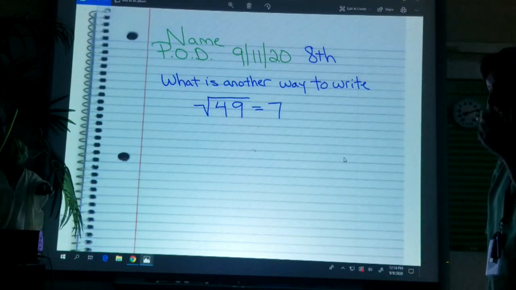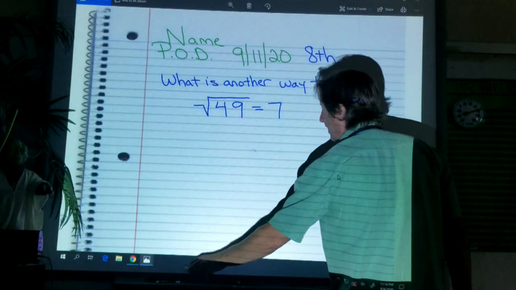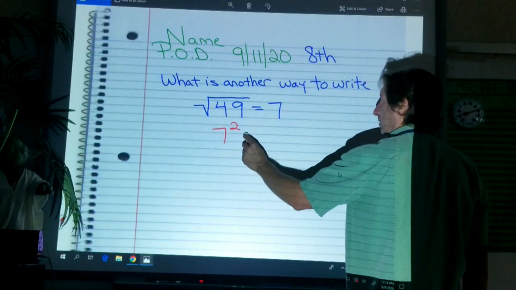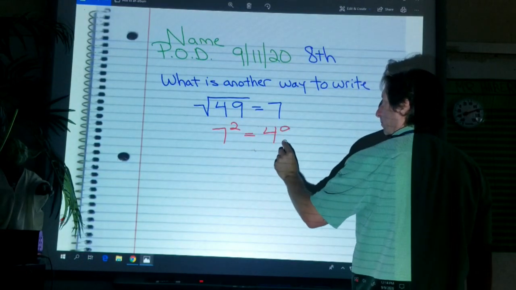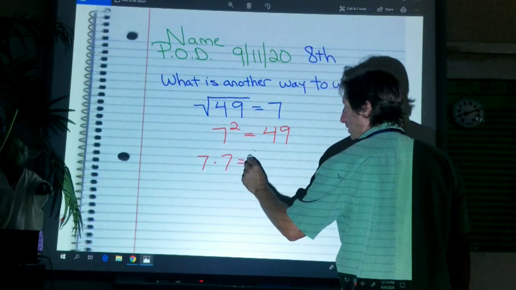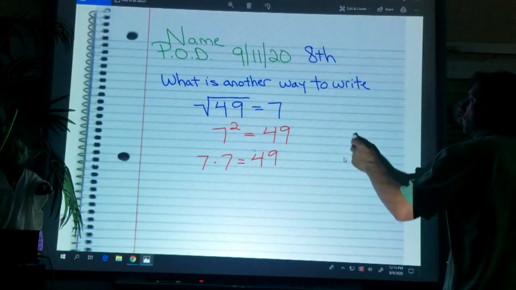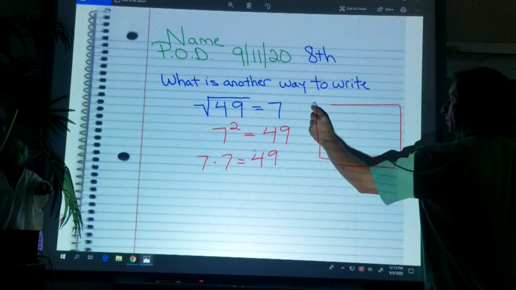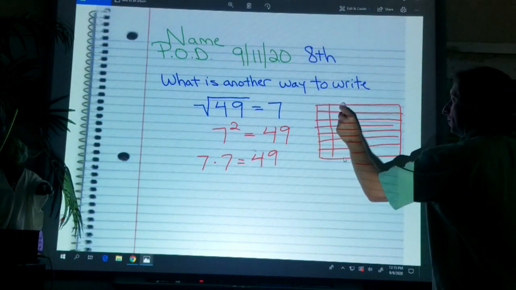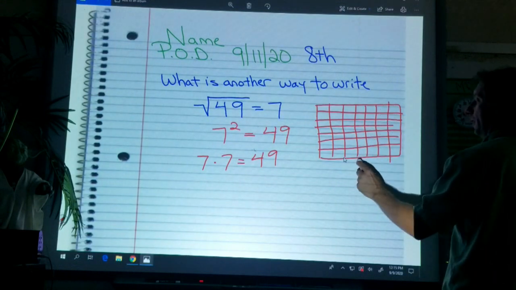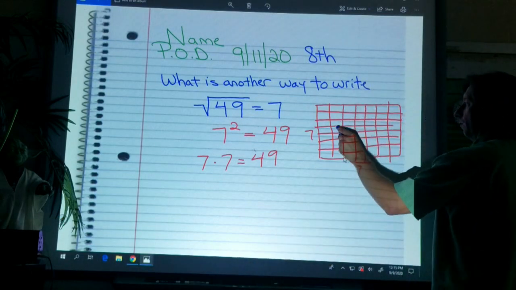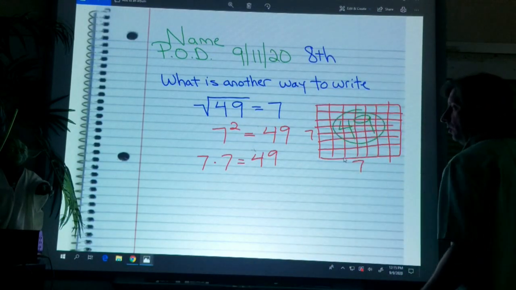Well, there's a bunch of different ways to write this. But the one we learned yesterday was 7 squared, which means 7 times 7 equals 49, right? Another way you could have written 7 times 7 equals 49, you could have drawn a big square. It has 7 blocks wide, 7 blocks tall, and 49 for the area. So any of these work.